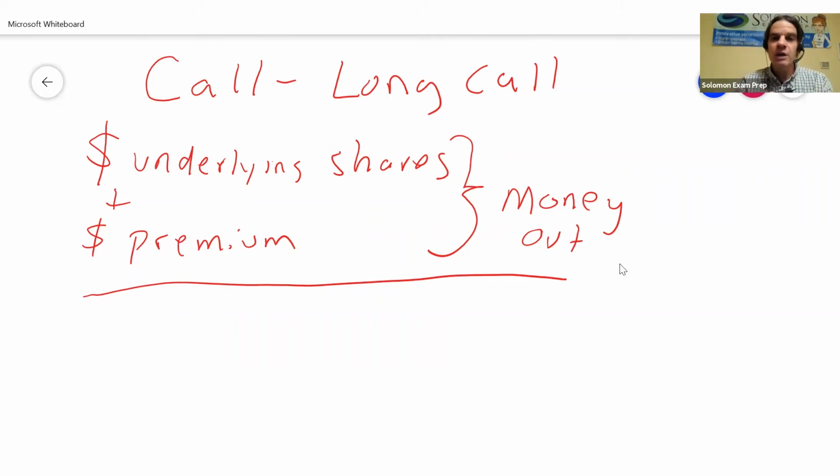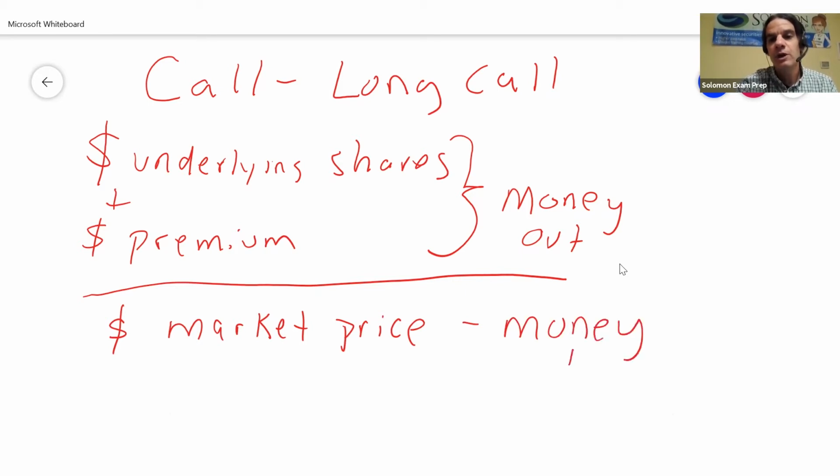Then they exercise the call option by purchasing the underlying securities at that strike price, which is going to be lower than the market price. And for many of these questions, they will tell you that they turn around and sell it at the market price, which is higher. So the money that they would receive in one of these scenarios is the money that represents the market price of the securities. They buy it at the strike price, then turn around and sell it at the higher market price, and they take in that money. So that's money in.